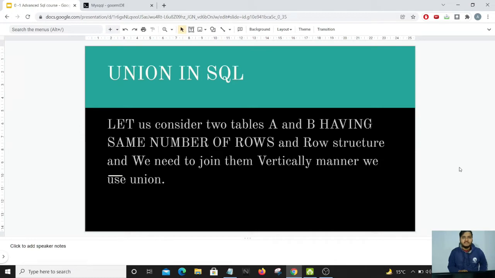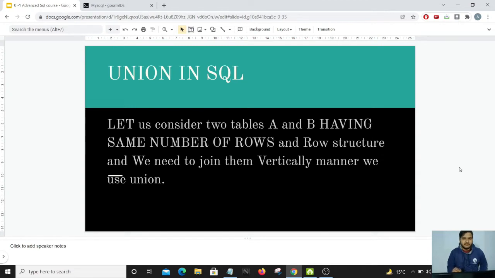UNION plays an important role in all the cases where we have two tables and both the tables have exactly the same columns present. What if we want to join the tables in a vertical fashion? While we are performing a left join, right join or inner join, the tables are being joined in a horizontal fashion. What if we want to join the tables in a vertical fashion and display the results? In that particular case, we'll be using unions.